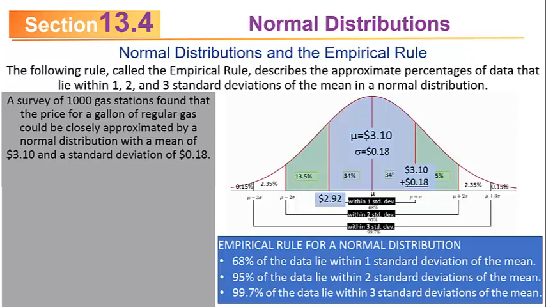That means I'd add 18 cents to 310. That would take me up to 328. One standard deviation away from the mean would be anywhere between 292 and 328.